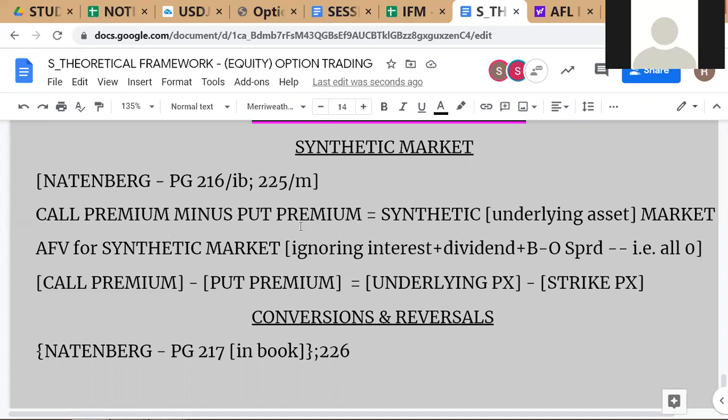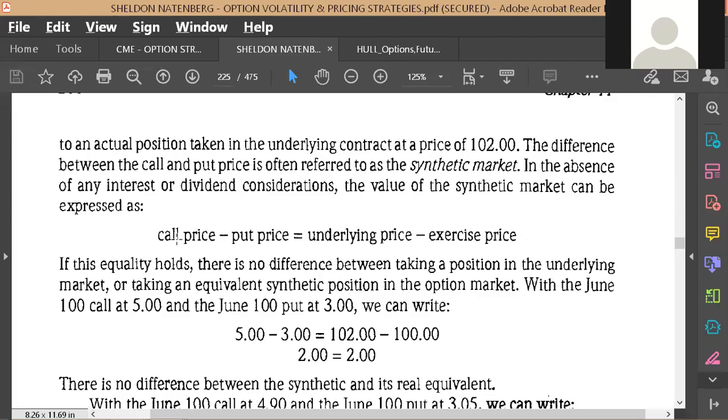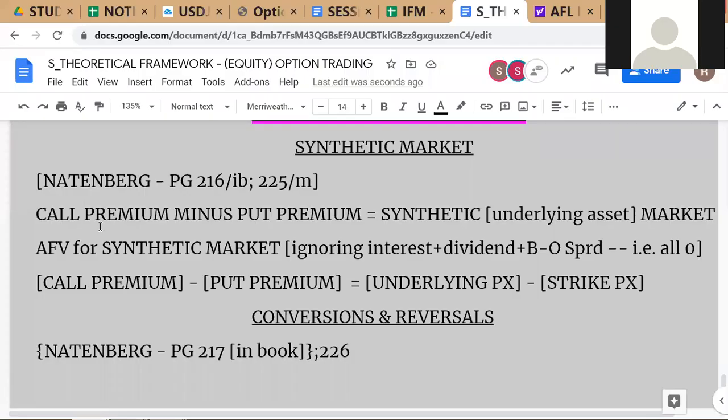Are you following this so far, guys? Because buy call and sell put is a synthetic equivalent of buy underlying. Yes, that's why it's called the synthetic market, because the difference between the call and the put price is referred to as a synthetic market, because that's the cost of creating the synthetic long underlying position. That's why I said this market is synthetic market, meaning synthetic underlying asset market. Are you following what I'm saying here?